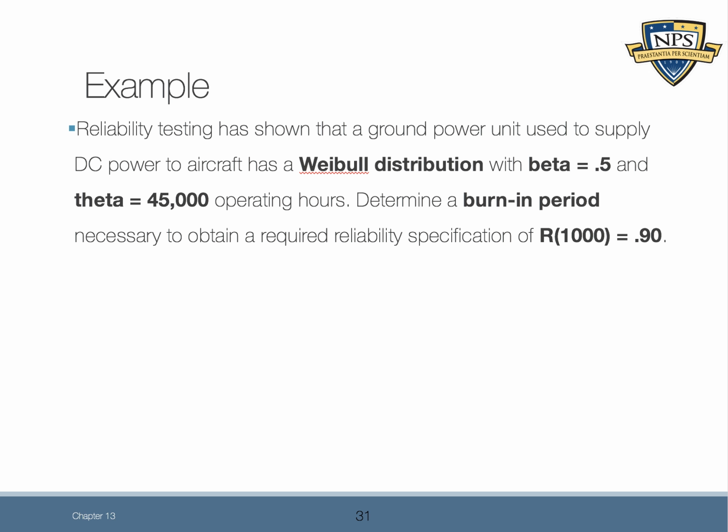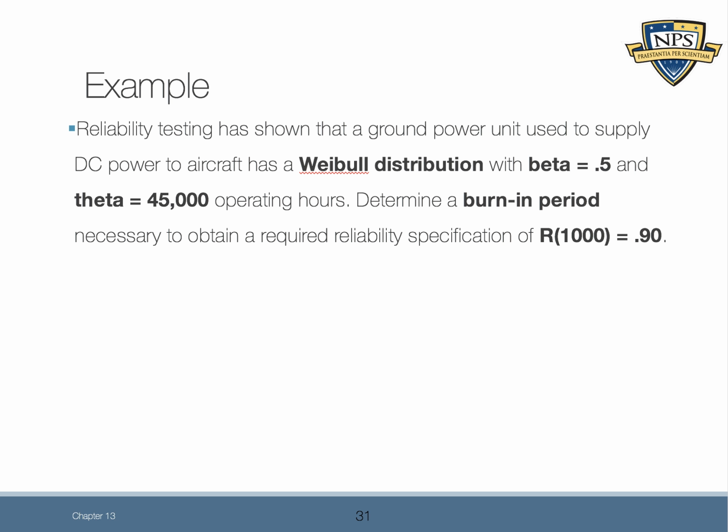Okay, so to show an example, I think the easiest way to explain this is just using an example. Reliability testing has shown that a ground power unit used to supply DC power to an aircraft has a Weibull distribution, and that's nice because the Weibull can reduce down to the exponential. So I'm presenting the Weibull case knowing that it's the more generalized case. It has a Weibull distribution with a beta value of 0.5 and a theta value of 45,000 operating hours.